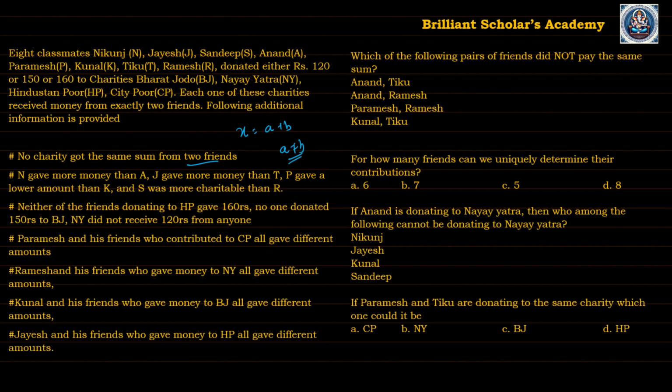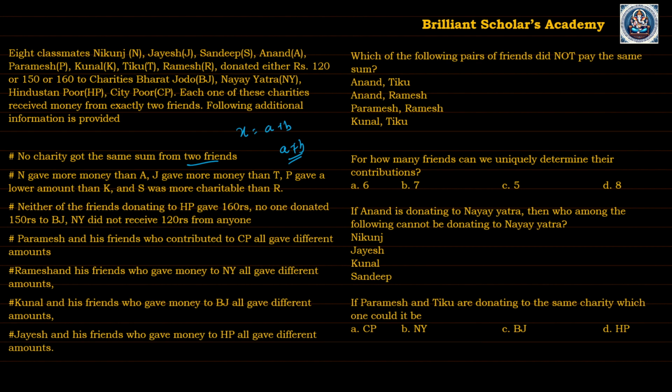N gave more money than A. Who is N? Nikunj gave more money than Anand. J, Jayesh, gave more money than Tiku. P gave lower money, or a lower sum, than Kunal. Who is P? P is Parmesh. S was more charitable than R. More charitable means giving more money.